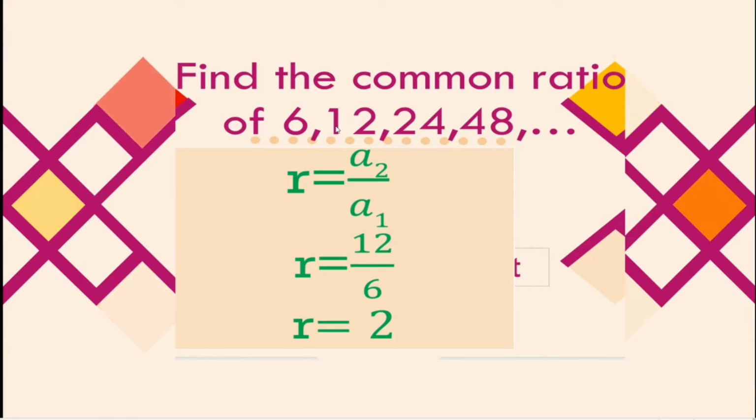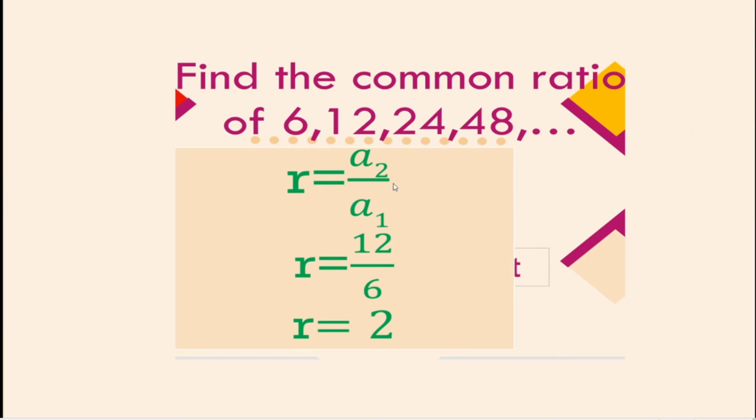Find the common ratio of 6, 12, 24, and 48. For us to get the common ratio, we're just going to divide the second term by the first term. Second term is 12 divided by the first term, that is 6. So 12 divided by 6 is equal to 2. Therefore, your common ratio is 2.